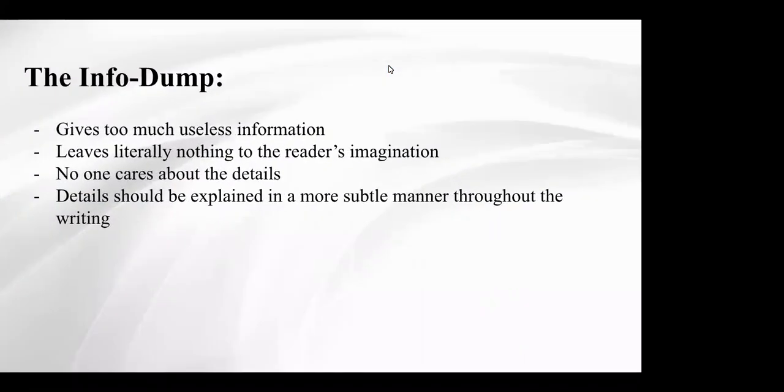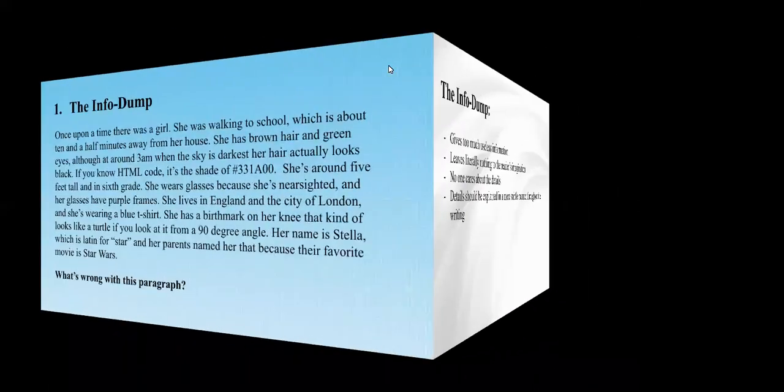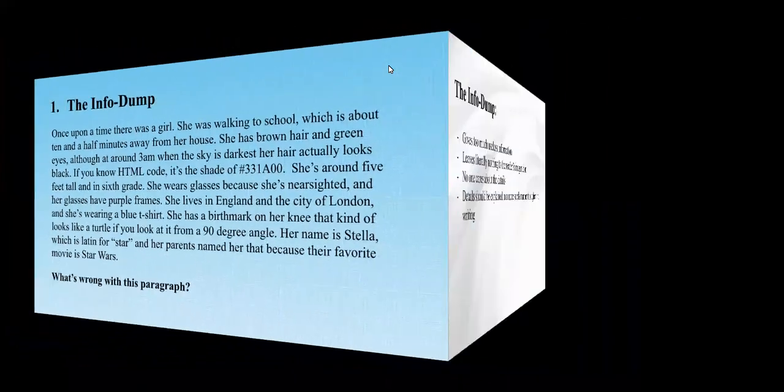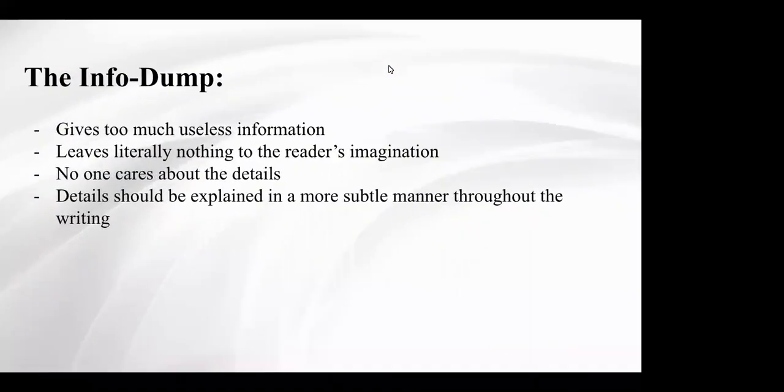Essentially, what is the info dump? It gives too much useless information and leaves absolutely nothing to the reader's imagination, especially when this is what we call narrative writing. So you're telling a story. The point is you can't give the reader everything. No one cares about the details. Really, no one cares. And even if you want to explain details, they have to be explained in a more subtle manner, not obviously feeding you information that no one understands why they should care about yet.